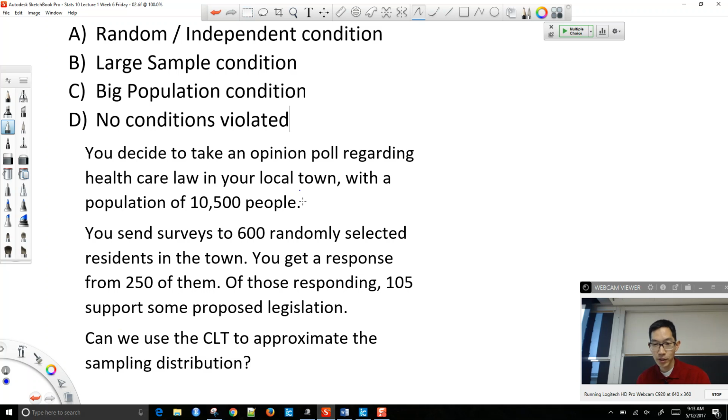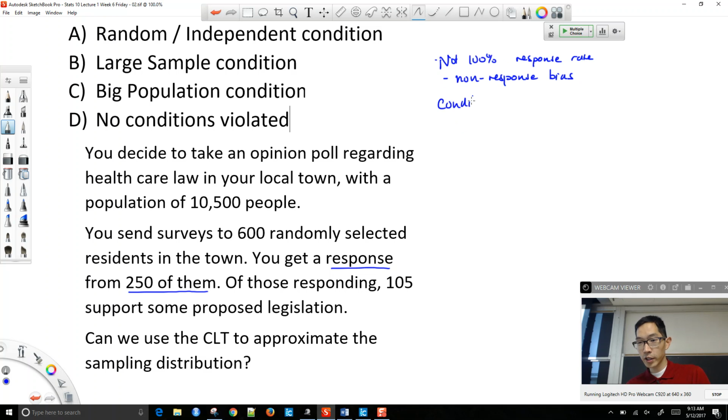When we look at it, we have a population of 10,500. We've selected people at random, but the problem is we only get a response from 250 of them. We're not getting a 100% response rate, and so that's going to induce non-response bias. And so condition A has been violated.